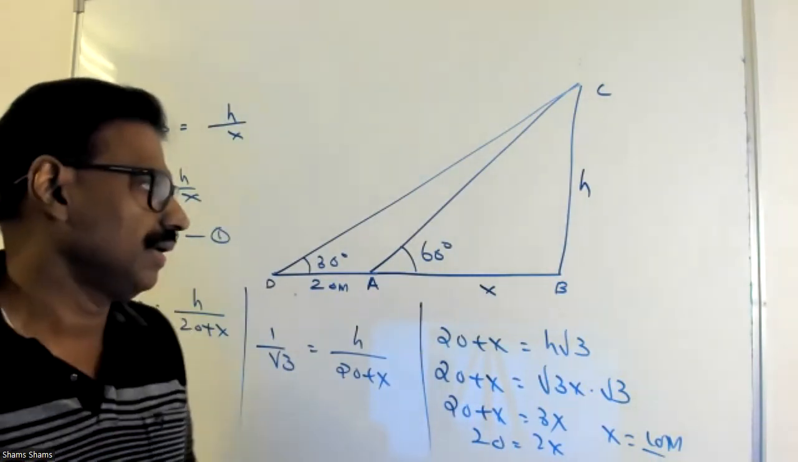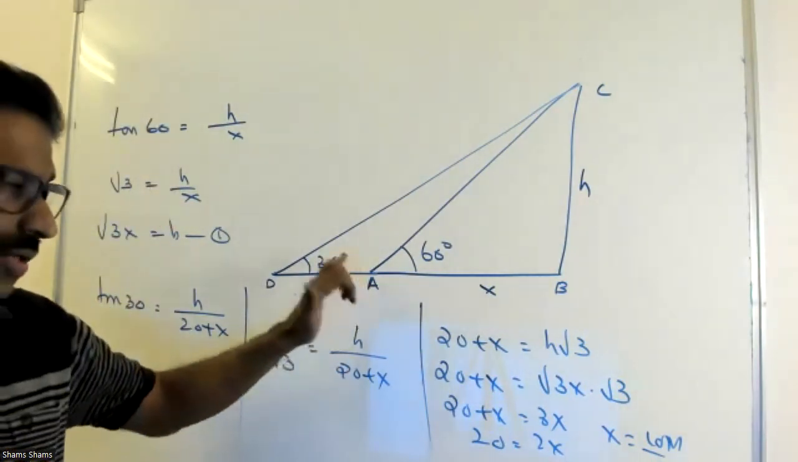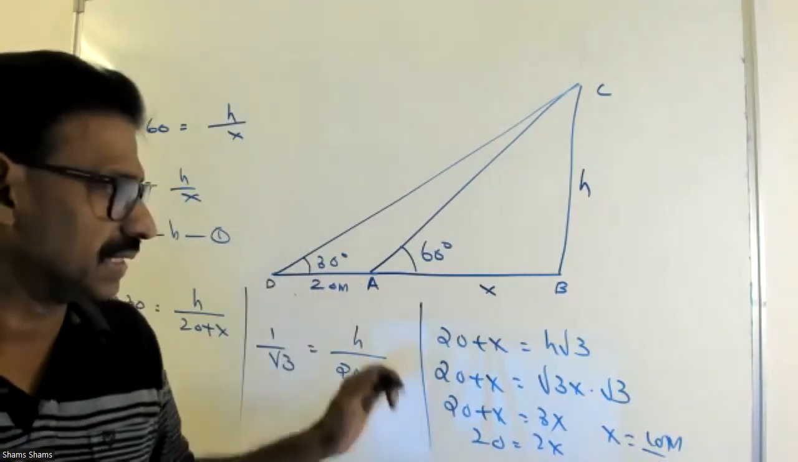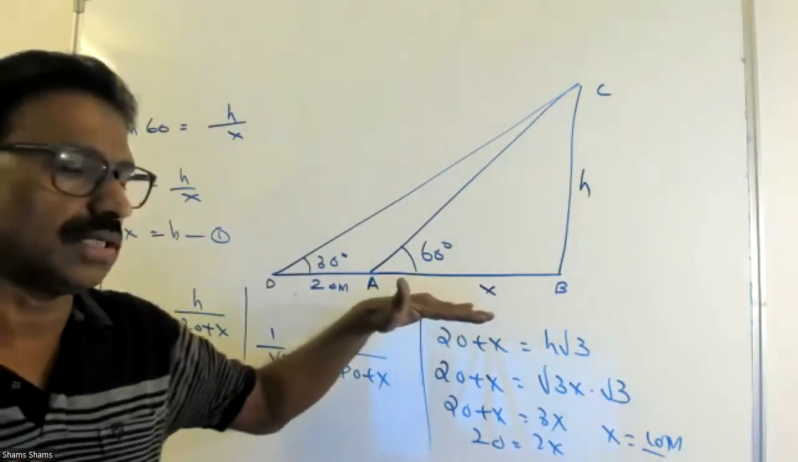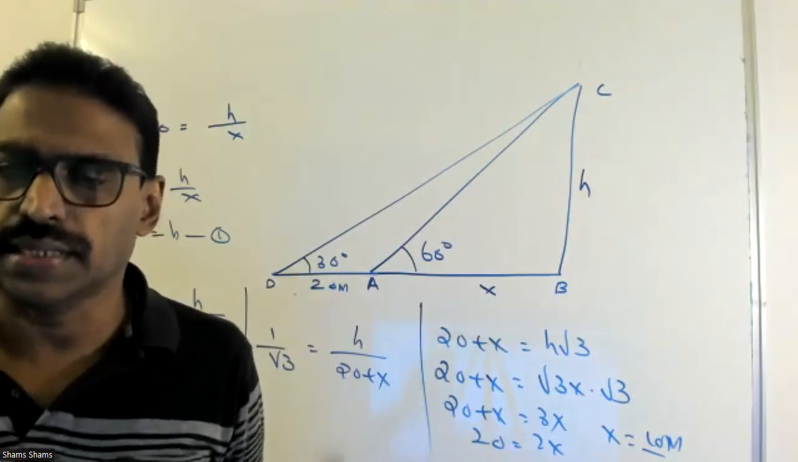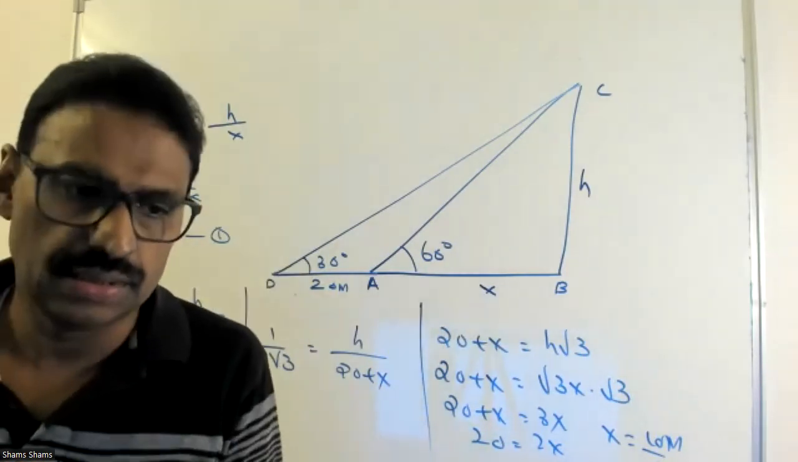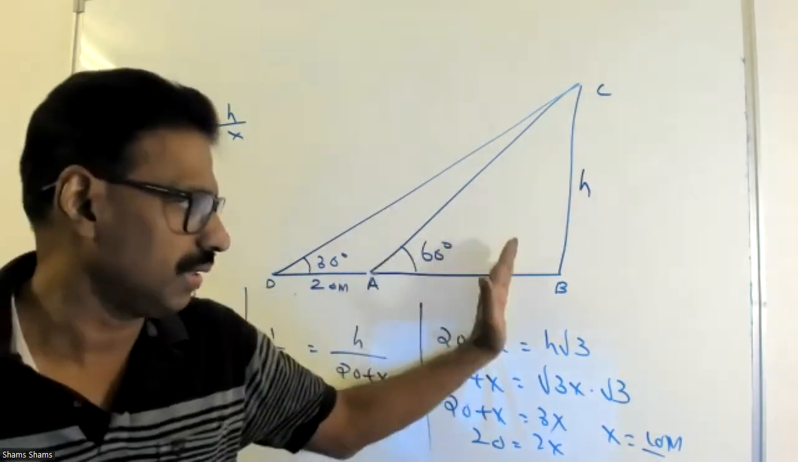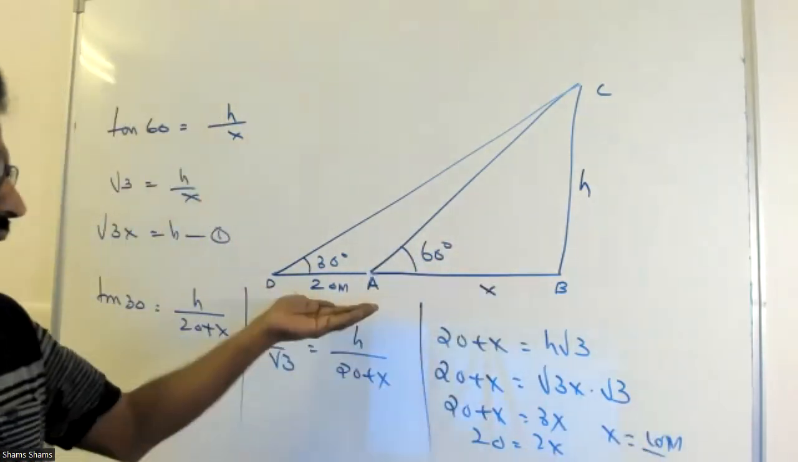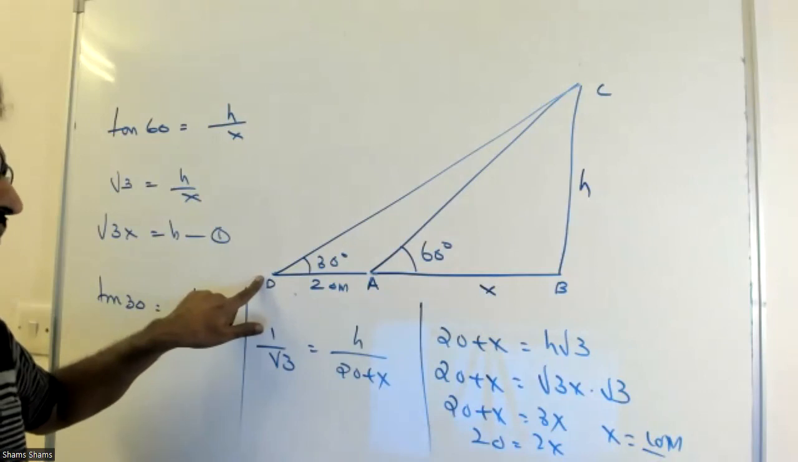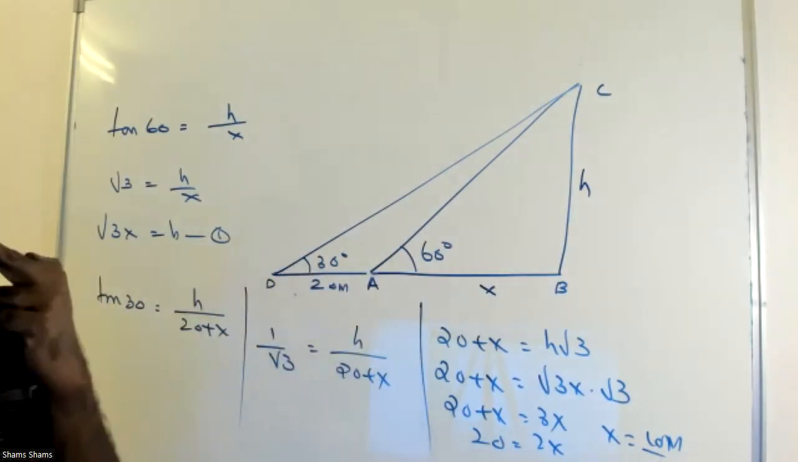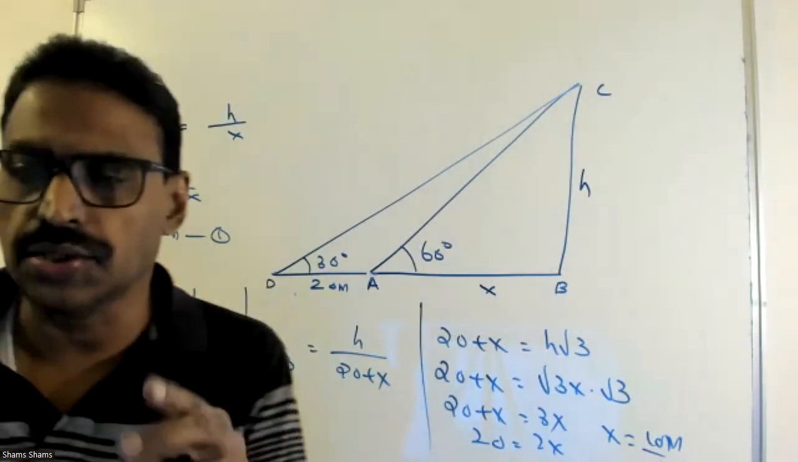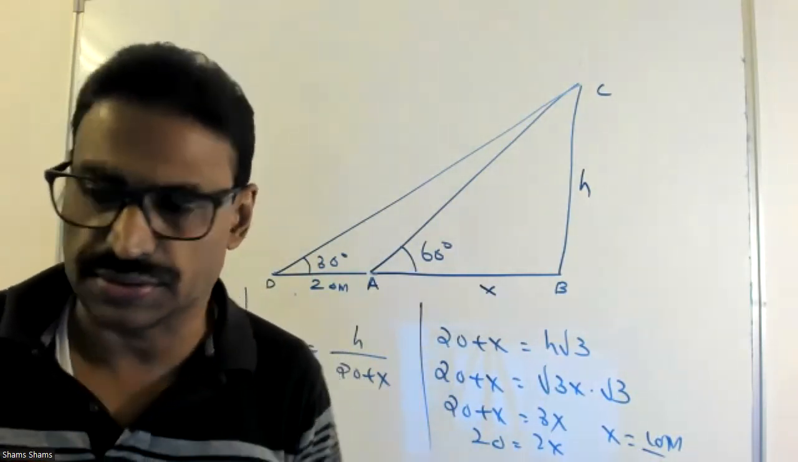Listen to the question again. Initially the person is at A, that means on the bank of the river. At that time the angle of elevation is 60 degrees. Then going back, not forward, because if you go forward you will die, the angle of elevation is 30 degrees. So here two angles are involved, not like the previous question.